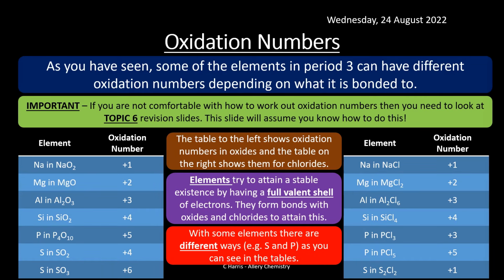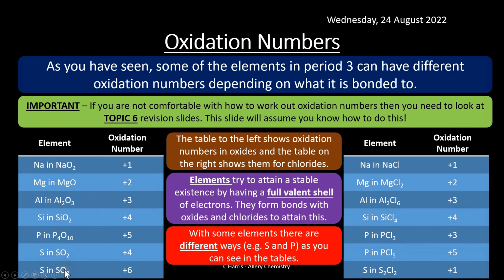With some of the elements, you can see there are different ways to form these bonds, such as phosphorus. You've got PCl3 and PCl5, as you can see there. Same element, but they have a different oxidation state. And the same with sulfur, when you form oxides: you've got SO2 and SO3. And obviously these form different oxidation states as well.